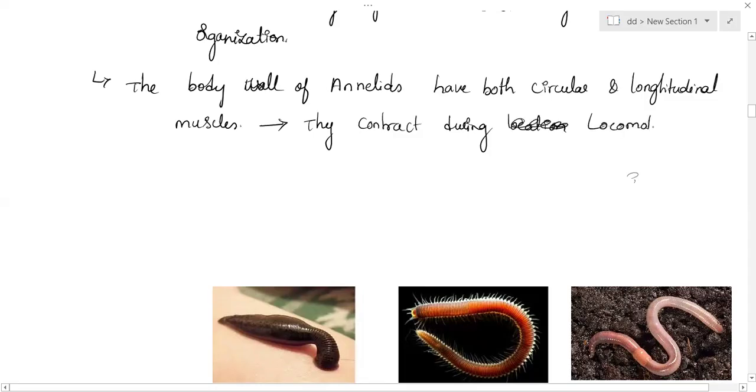So during locomotion, the body contracts and expands. So that's how these muscles are developed inside the annelids. Here some of them may be marine, some of them are freshwater, might be aquatic or terrestrial.